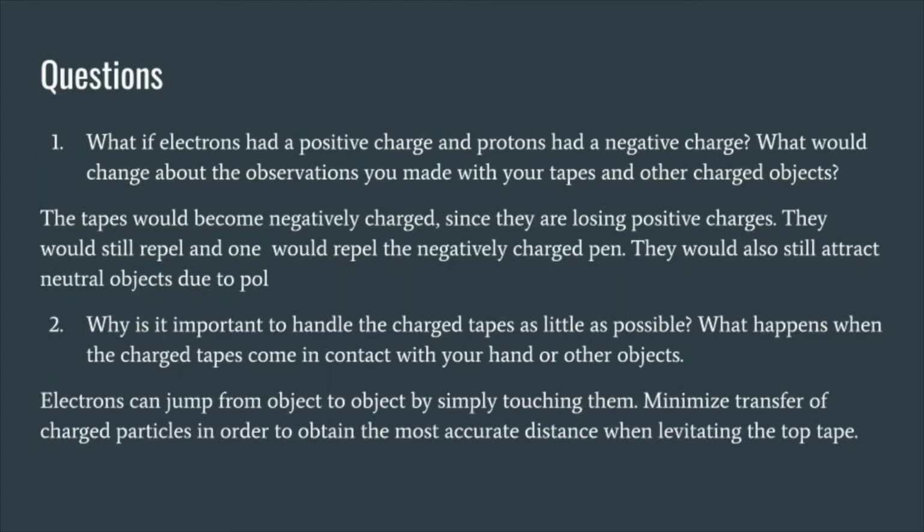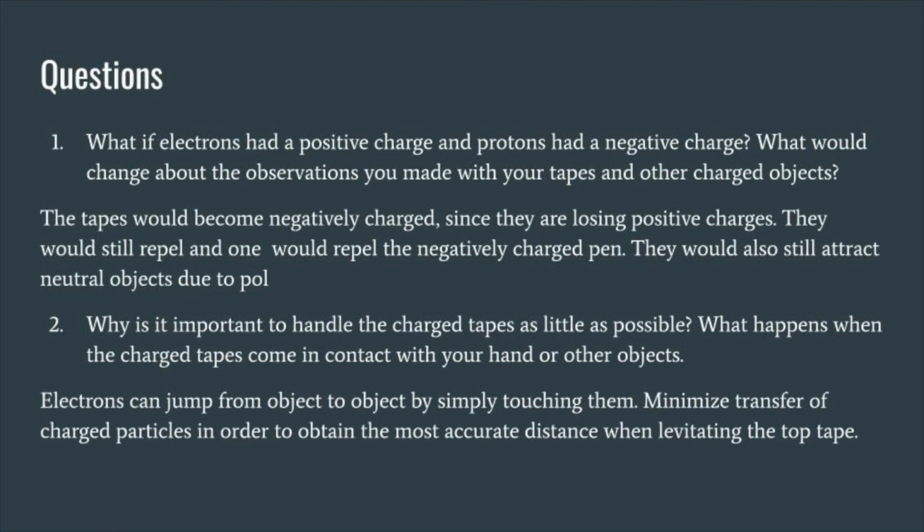What if electrons had a positive charge and protons had a negative charge? What would change about the observations you made with your tapes and other charged objects? If electrons were positive instead, the tapes would become negatively charged, since they are losing the positive charges. They would still repel one another since they'd both be negative, but they would also repel the pen, which was negative. They would still attract other neutral objects, since the neutral objects would be more positive and would act as a positively charged object.